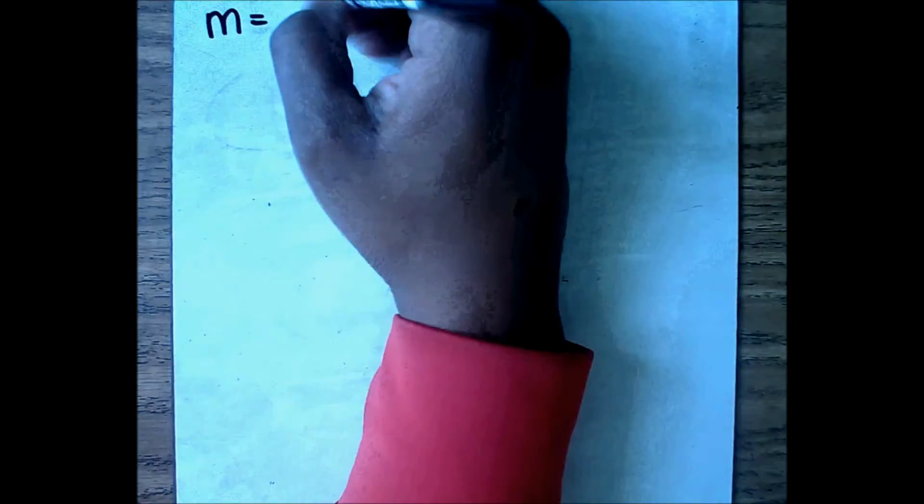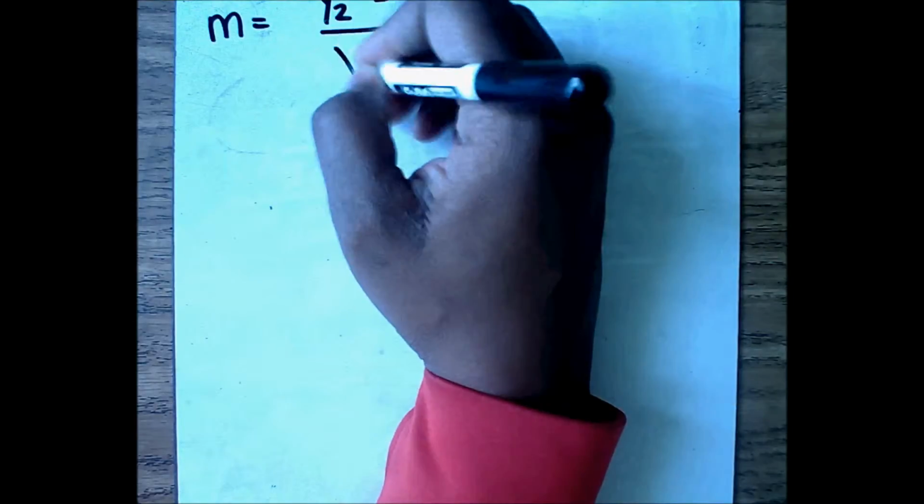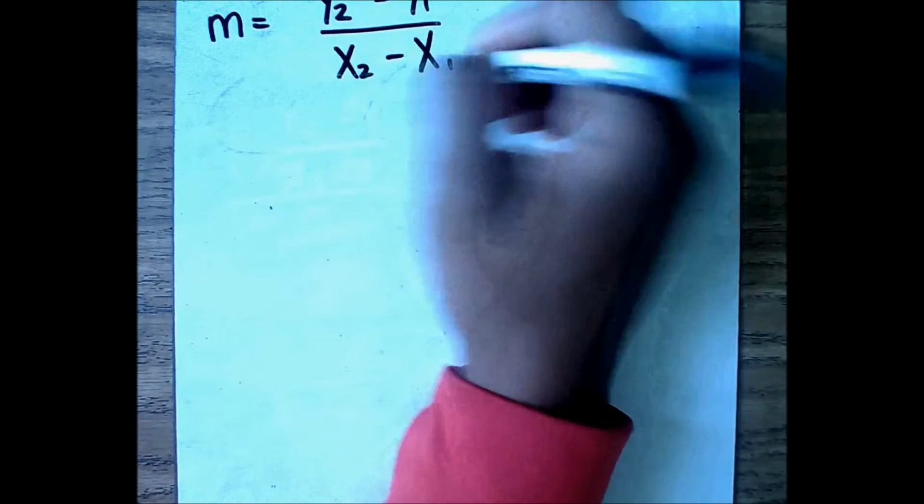In this video, we're going to find the slope given 2 points. Alright, first we're going to start off with the formula itself. We have m equals y sub 2 minus y sub 1 over x sub 2 minus x sub 1.